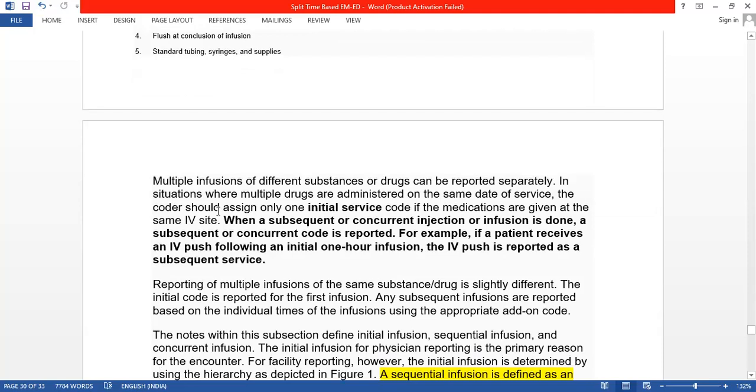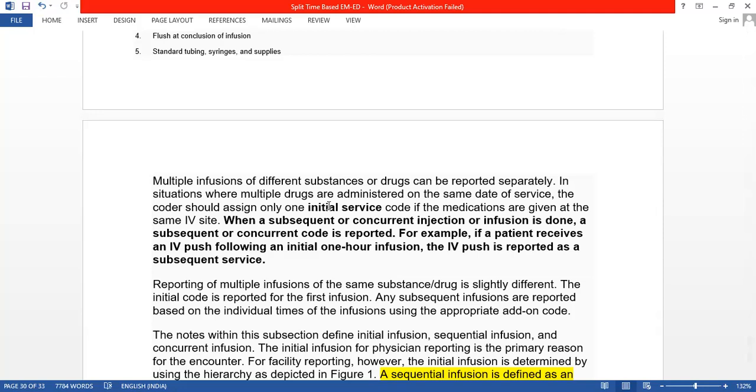Multiple infusions of different substances or drugs can be reported separately. In a situation where multiple drugs are administered on the same date of service, the coder should assign only one initial service. This is very, very important. If on the same date we have an infusion, an IV push, an injection, and hydration as well, which CPT will you code as the initial? First, this is the hierarchy, and you will follow it.